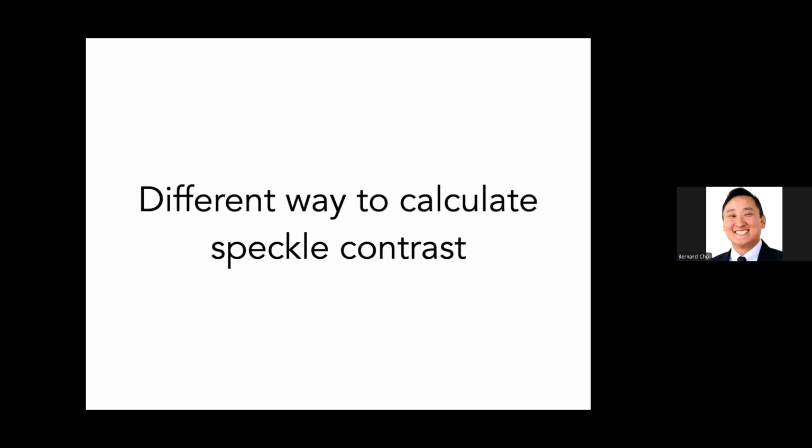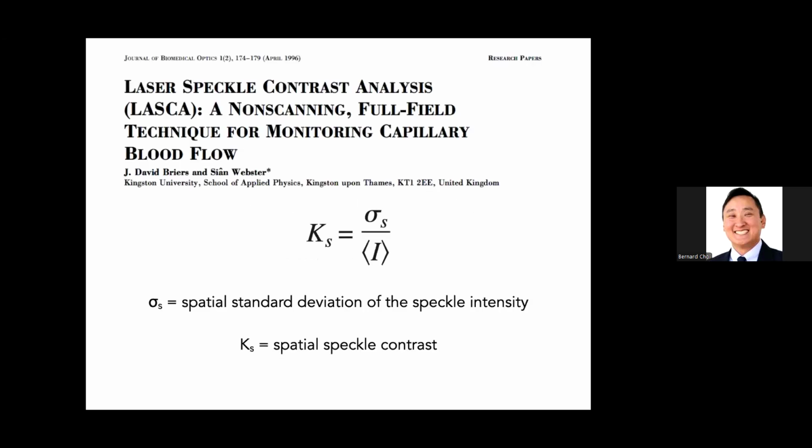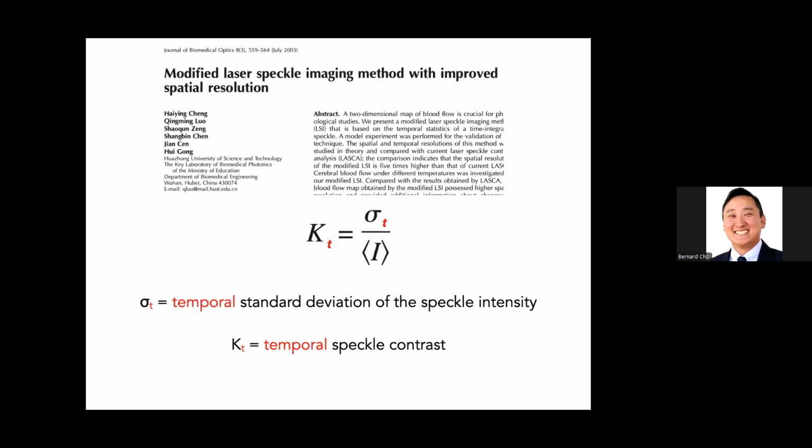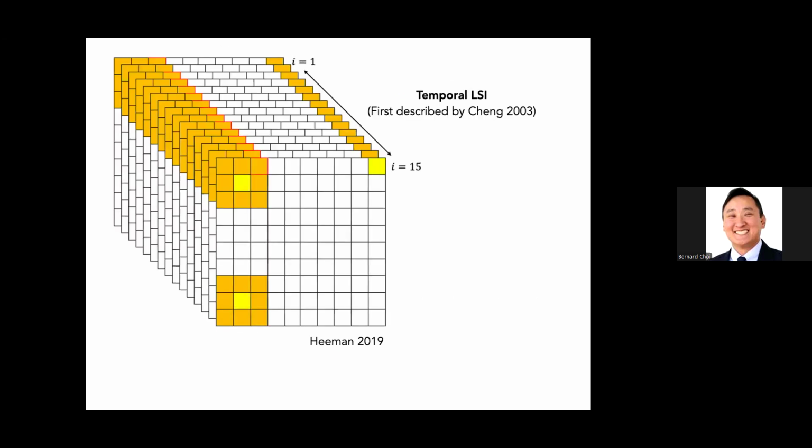That'll be up to you to play around with. All right, contrast: we talked about the sliding window approach that Christian showed, which is this approach right here. You can also do it temporally. But the equation's the same: it's standard deviation over mean. So what do I mean by that?